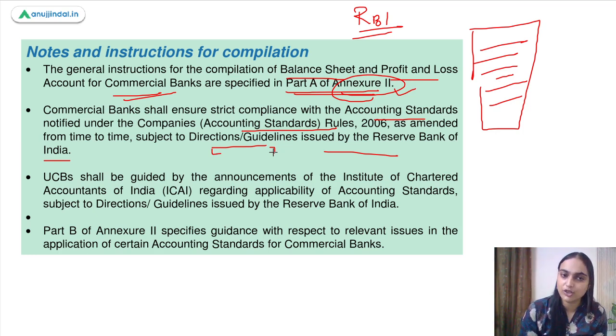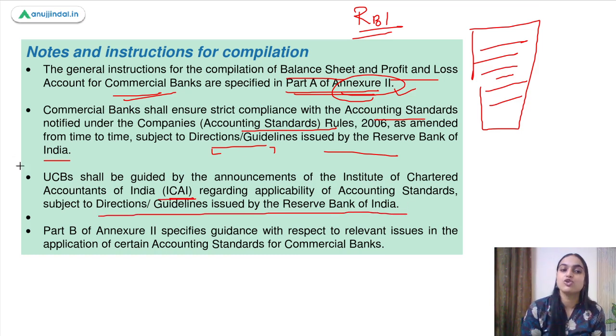of necessary documents. Then urban cooperative banks shall be guided by announcements of ICAI regarding the application of accounting standards, subject to directions of RBI. So urban cooperative banks ko jo standards ICAI provide karta hai, that is the Institute of Chartered Accountants of India, aur jo bhi directions hain RBI ke, jo bhi unki guidelines hain, uske according hi ye sab aapko necessary documentation, jo bhi ye important financial statements hain, ye banani hongi.